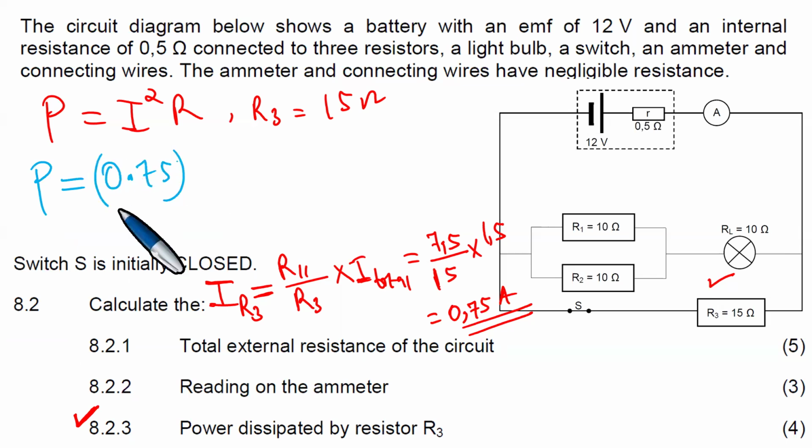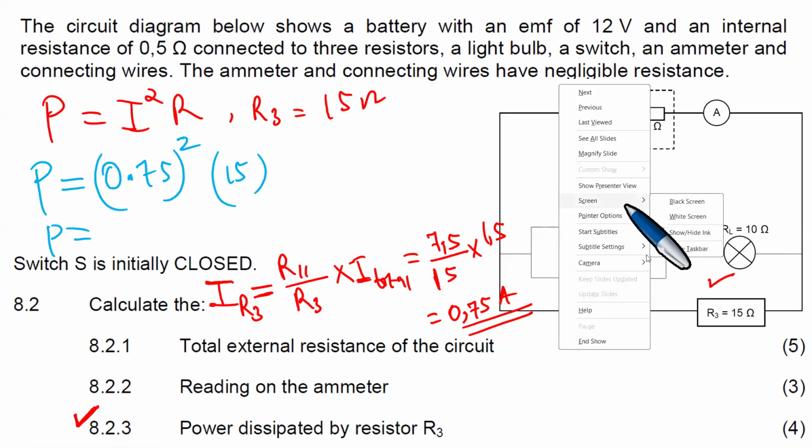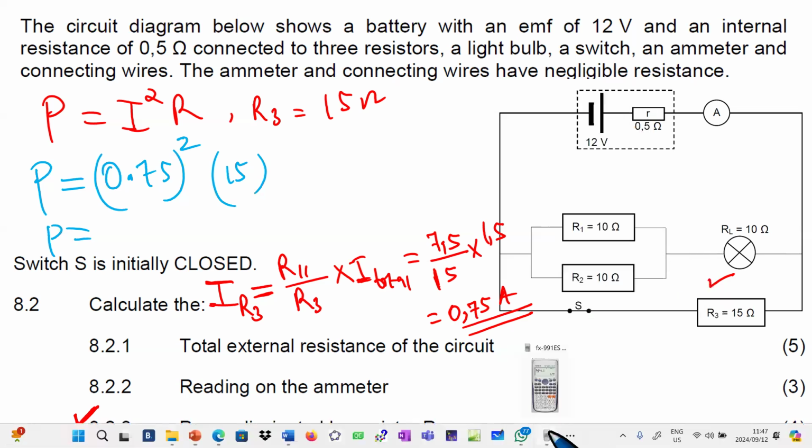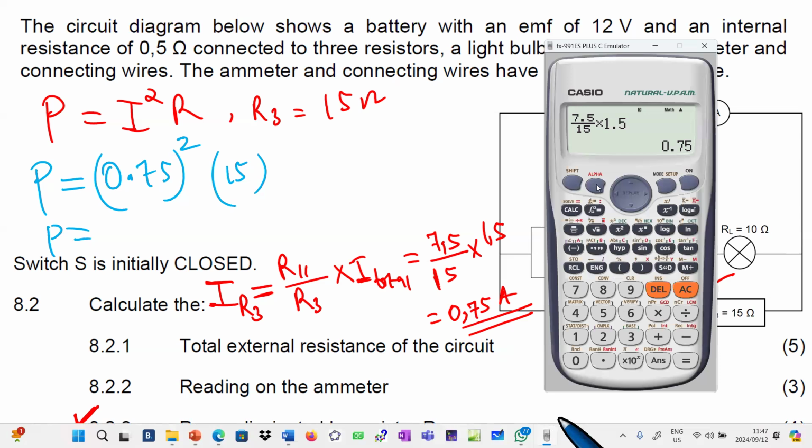0.75. You square this. Okay, so this is going to be 0.75, and then it is R3 with 15. Right, and therefore use the computer here to get the answer. But yeah, I said there are many ways to do it. I was just thinking of which method.